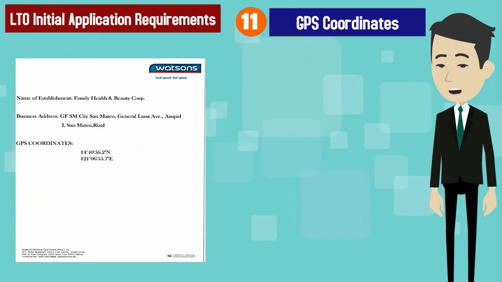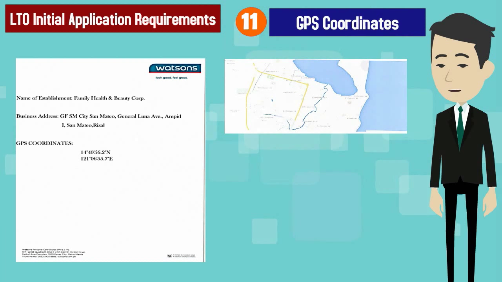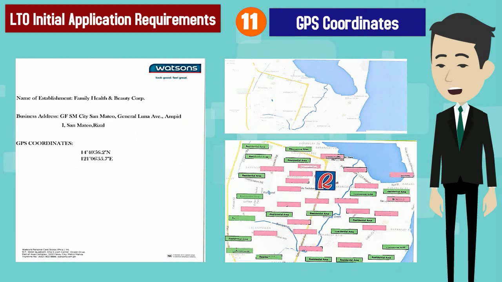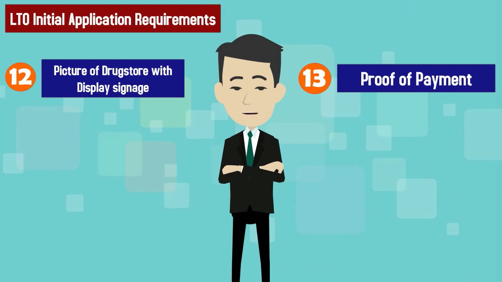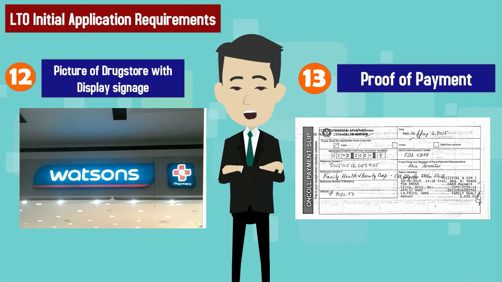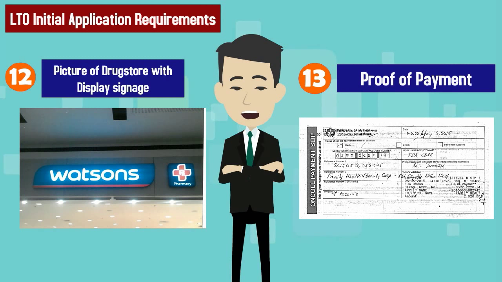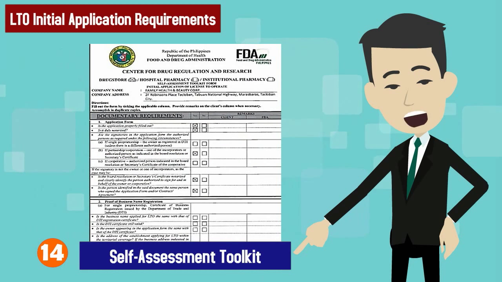Next is the 11th requirement, which is the GPS coordinates. It includes the site map and the Google map that locates the establishment. The 12th requirement is the picture of the store display signage. This is followed by the 13th requirement, which is the proof of payment. And the 14th requirement is the self-assessment toolkit. This serves as a checklist to ensure all requirements are accurate and complete. Remarks must be available, if applicable.